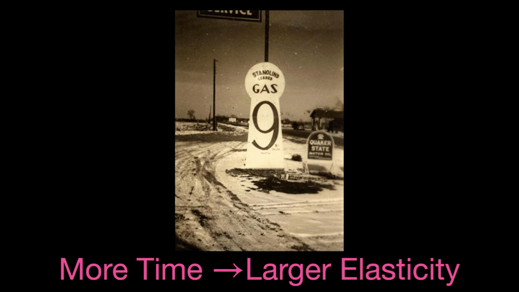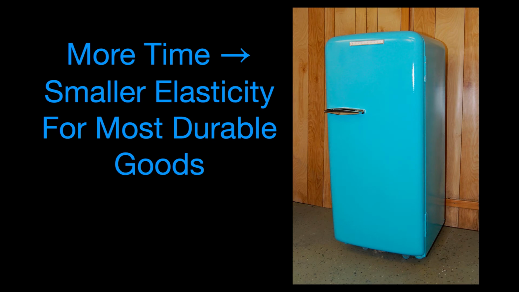Many of the actions you may take to use less gas take time. So with more time, you have more options to avoid gas. So income elasticity increases with more time. Also similar to price elasticity of demand, when it comes to income elasticity of demand, the relationship between time and the size of the elasticity is flipped when it comes to durable goods. This is because the existing stock of durable goods is large compared to annual production.